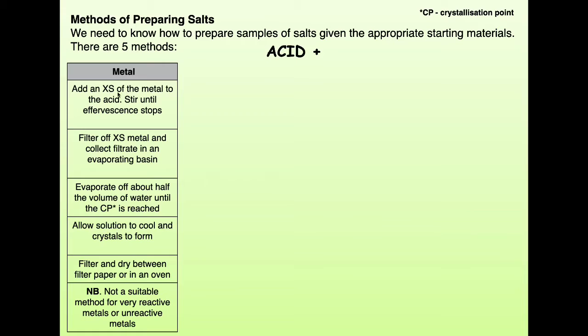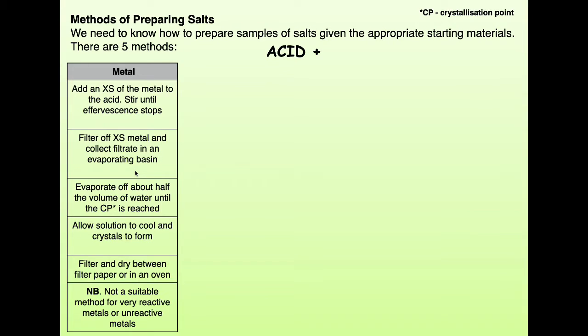So what we would do is add an excess of the metal to the acid and stir until all of the effervescence stops. Why? Because then we know that all of the acid has been used up. We don't want any acid to be left in our salt. We would then filter the excess metal off. Obviously the excess metal stays as the residue and the filtrate is in the evaporating basin underneath.